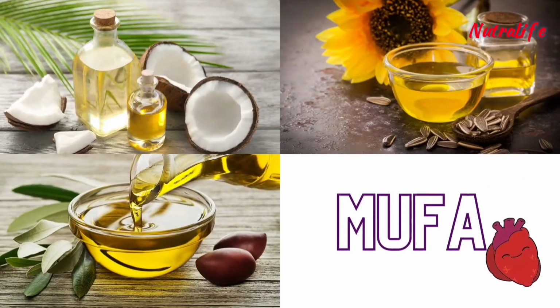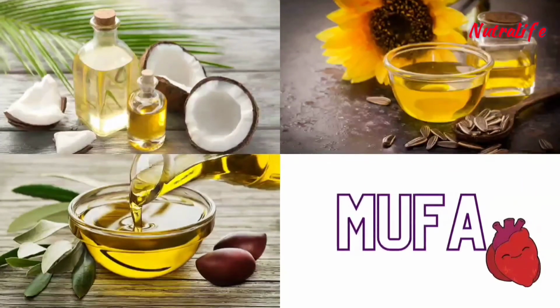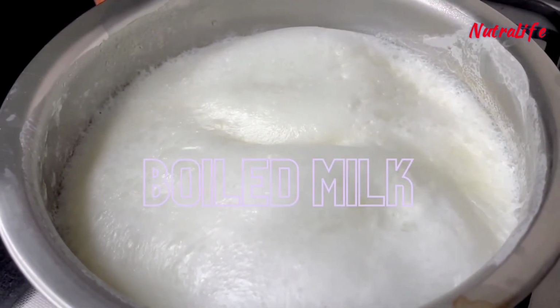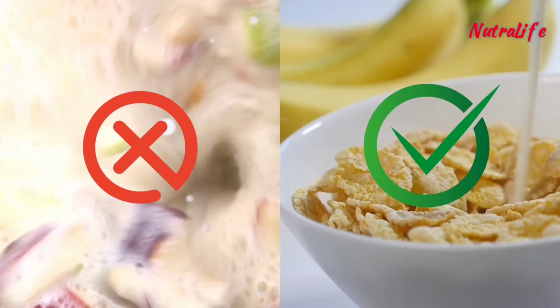Coconut oil, unrefined sunflower oil and olive oil contain monounsaturated heart-friendly fats, so it's good to consume them. Boiled milk is always recommended. Never drink milk with fruits and vegetables. Consume it with grains, dried fruits, nuts and spices.